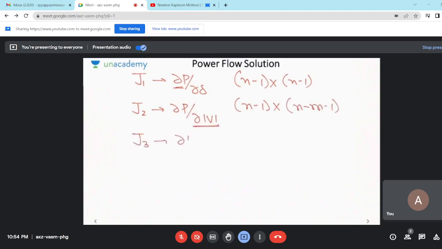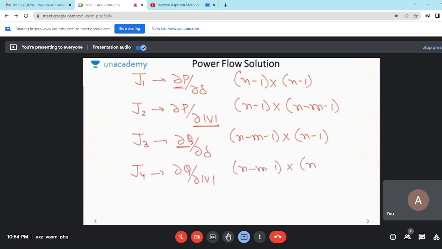Now J3, del Q by del delta. Q is known for only n minus m minus 1 buses. Delta is known for n minus 1 buses. Del Q by del mod V: Q is only known for n minus m minus 1 buses, and we wish to calculate mod V for n minus m minus 1 buses. So from here we can see J1 and J4 are square matrices.